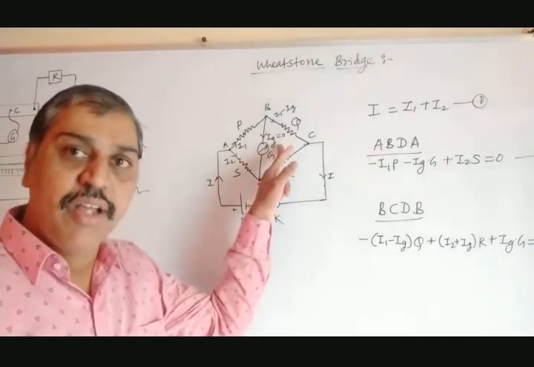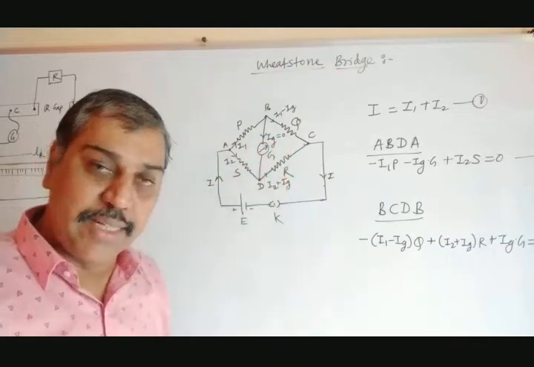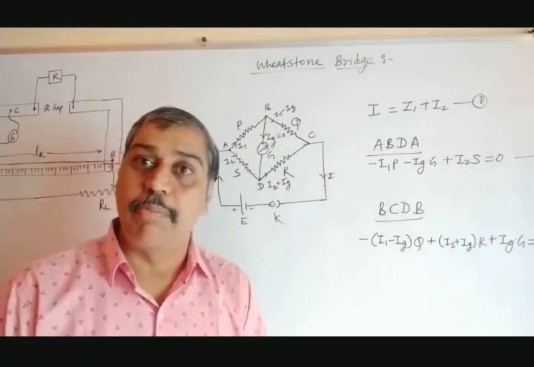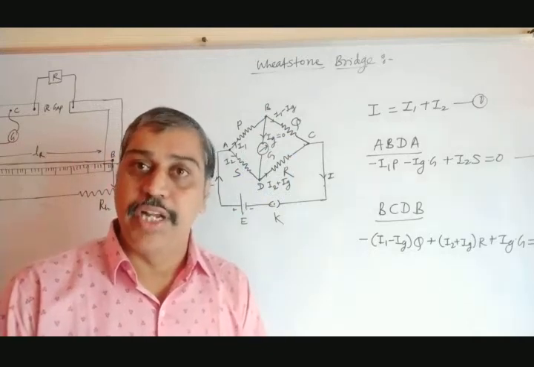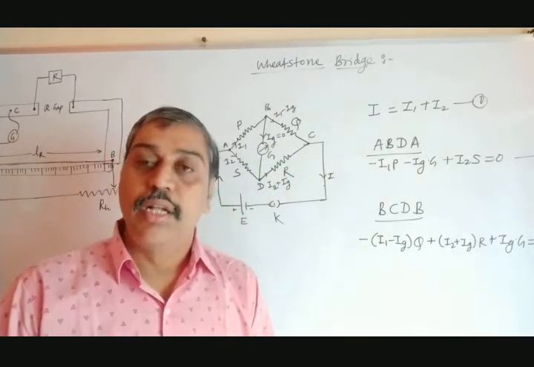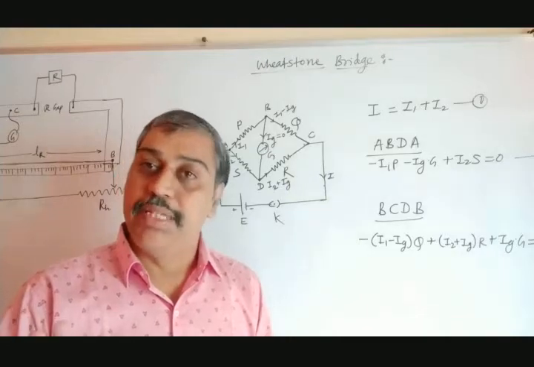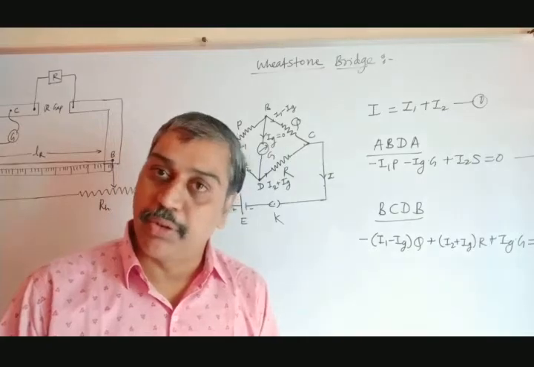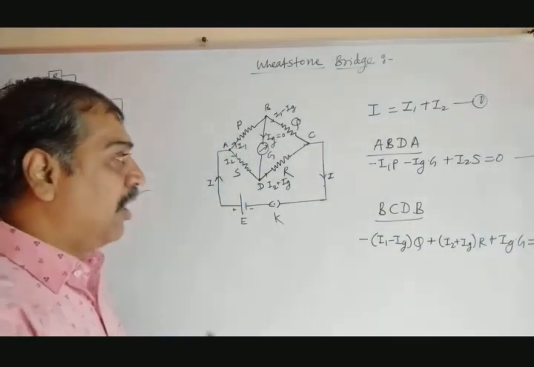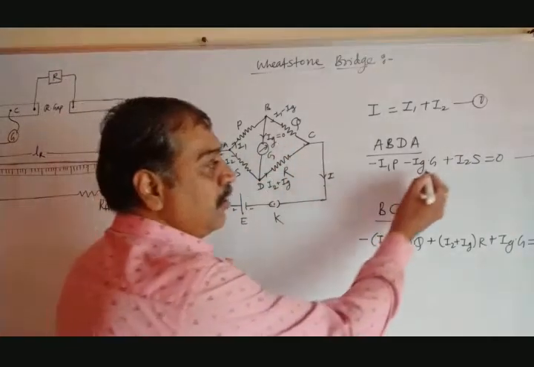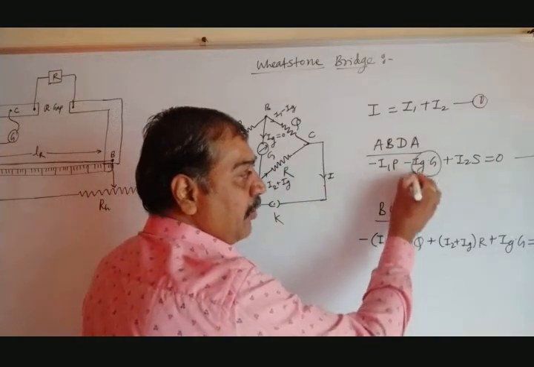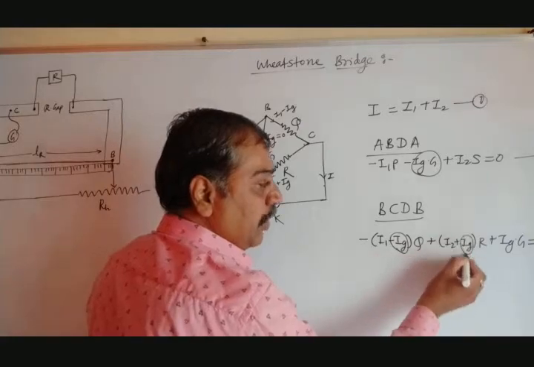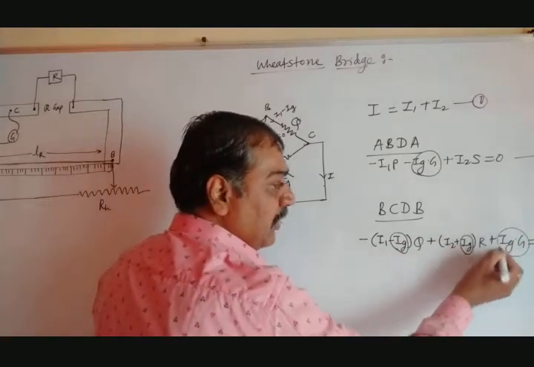At a certain condition, when the current flowing to the galvanometer is 0, this bridge is said to be balanced. That is one of the conditions to use the Wheatstone network: the current flowing to the galvanometer must be 0, then the bridge is said to be balanced, and then you can apply the formula of the Wheatstone network. Now let's start. What will occur when the current to the galvanometer is 0? Ig would be 0, so Ig into G would be 0.